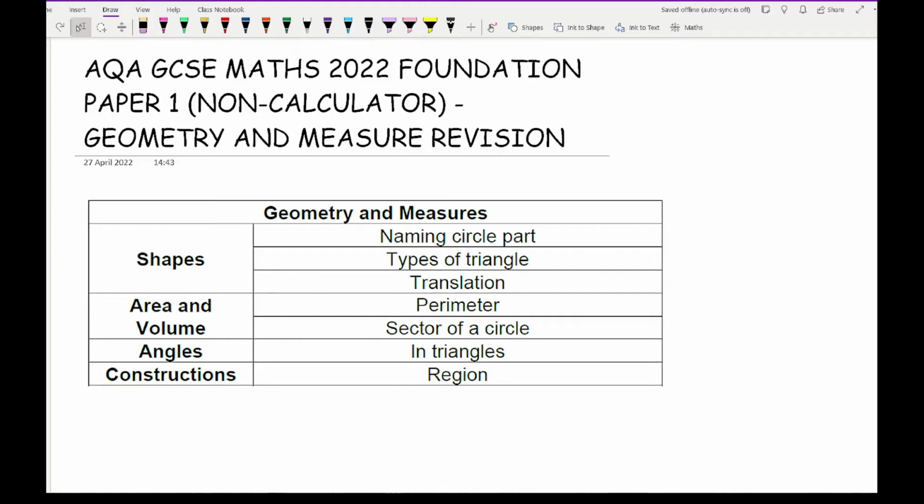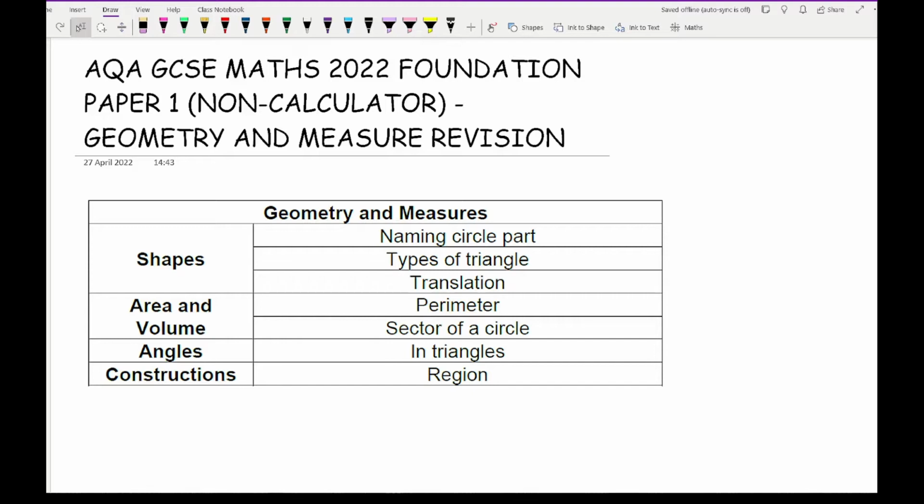Then you've got perimeter of a shape. Now that shape could be absolutely anything, so as long as you understand the concept of perimeters and know how to find them, particularly on compound shapes, then you should be fine. When it comes to sectors of a circle, it's a case of manipulating the area formula of a circle, which is pi r squared, divided by the proportion of the circle. So if it's a semicircle, you divide it by 2. If it's a quarter circle, you divide it by 4.